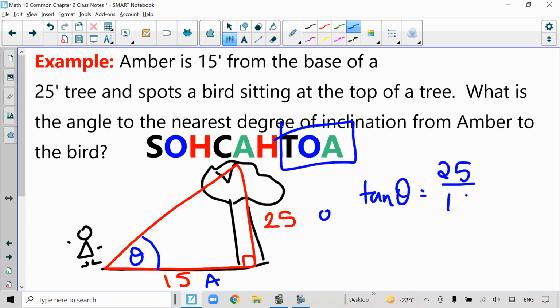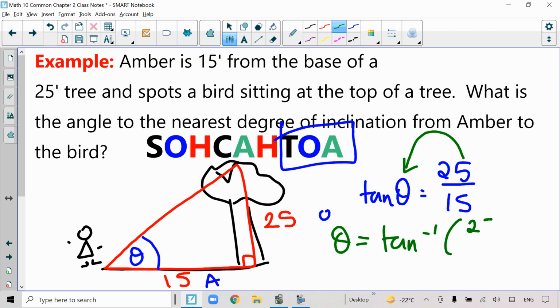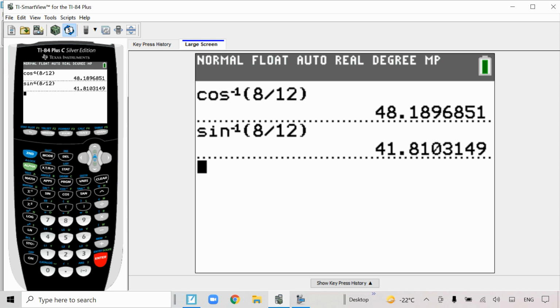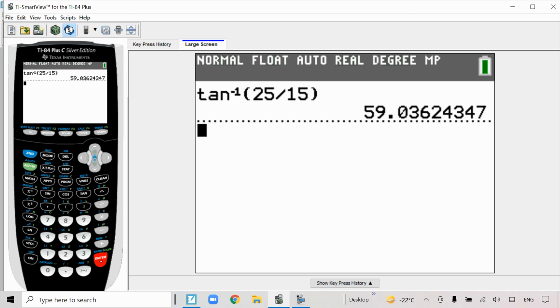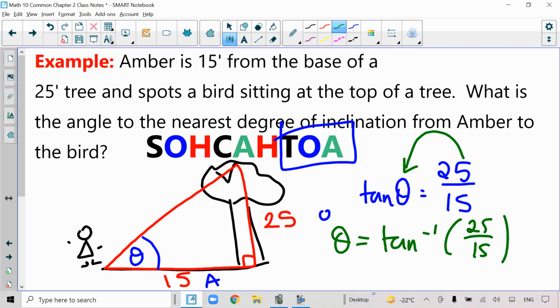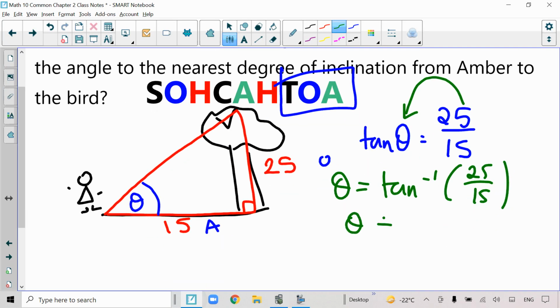over adjacent 15. And again, I want to go backwards to figure out my angle, so that's where I'm going to use tan inverse. So I'm going to have tan inverse of 25 over 15. So over to my calculator again, tan inverse of 25 over 15. So second tan inverse, 25 divided by 15, close my brackets, and I get 59 degrees. So I know the angle of inclination to the nearest degree, 59 degrees.